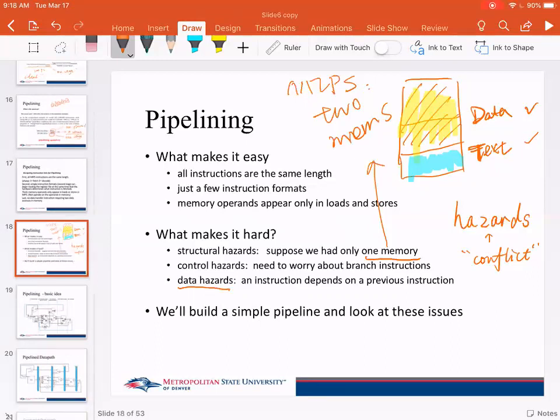So what is control hazard? Branching instructions. You need to worry about branching instructions. We will talk about control hazard in the next video, next week. However, I will give you a heads up right now.